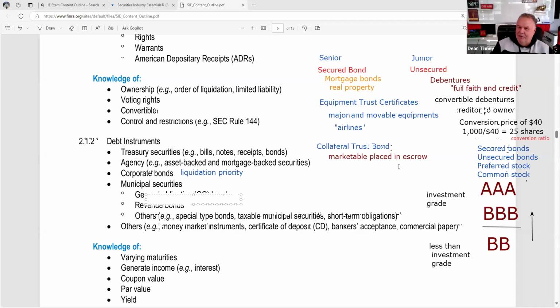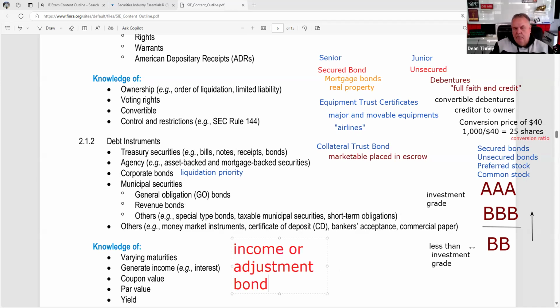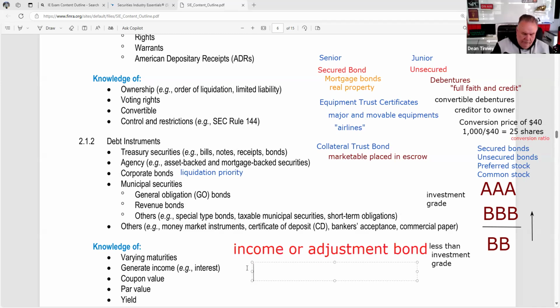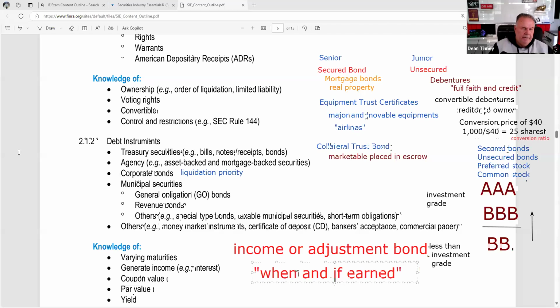Now, the last one in this category of unsecured bonds is what's called an income or adjustment bond. An income or adjustment bond only pays interest when and if earned. And what we mean by that is these are typically used in bankruptcies and restructurings. And so maybe I'm a vulture investor.